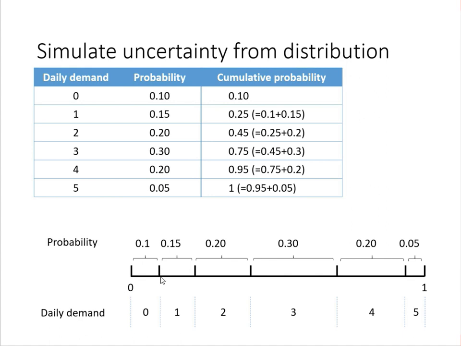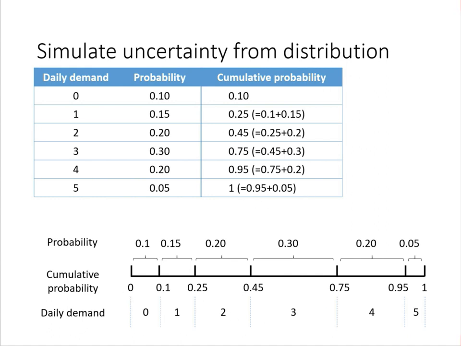The location of the first mark is 0.1, which is just 0 plus 0.1. The location of the second mark is 0.25, which is 0.1 plus 0.15. The location of the next mark is 0.45, which is 0.25 plus 0.2. Okay, so I can keep doing that and identify the location of every mark in this way. Now, take a look at the location of these marks. They are simply the cumulative probabilities over here.